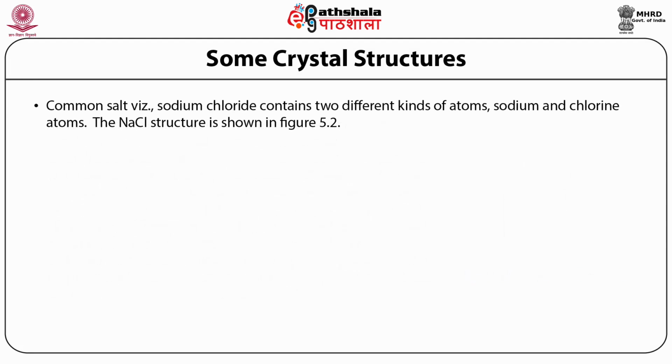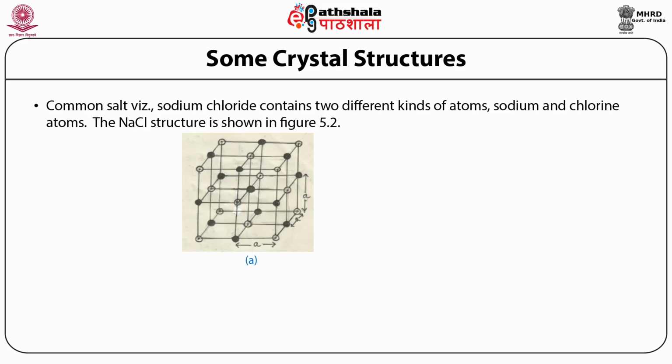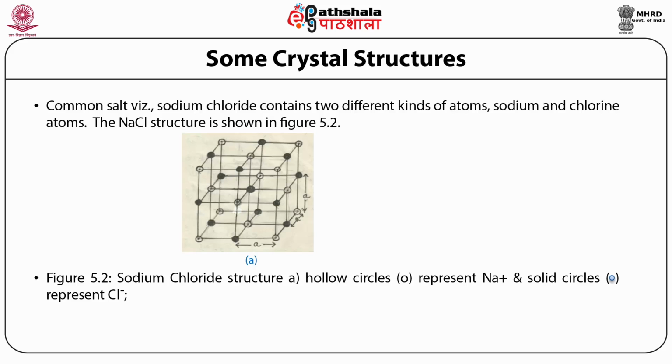Common salt, namely sodium chloride, contains two different kinds of atoms, sodium and chlorine atoms. The NaCl structure is shown in figure 5.2. Figure 5.2a shows the sodium chloride structure. Hollow circles represent Na+ and solid circles represent Cl-.